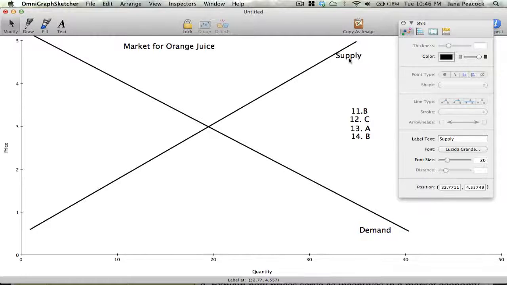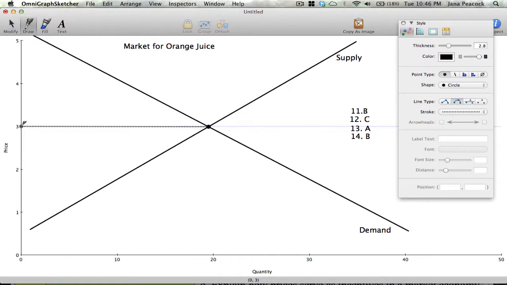Right, we are going to take a look at the market for orange juice, and you can see here our supply curve, which increases as price increases, and our demand curve, which decreases as price increases. And right here in the middle, you have your equilibrium price and equilibrium quantity. This is also known as market clearing price.